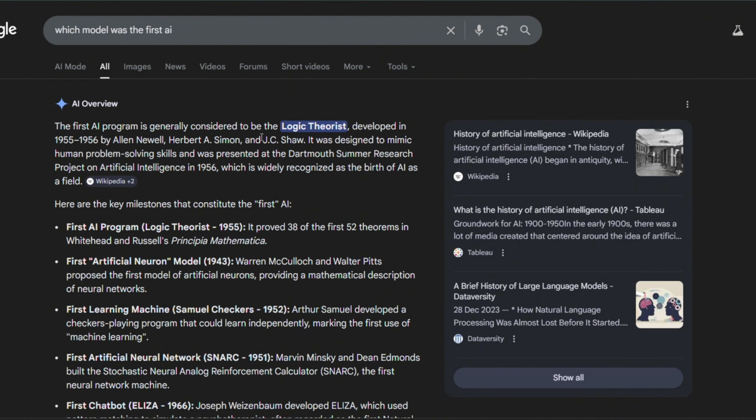The first AI program is generally considered to be the Logic Theorist, developed in 1955 to 1956 by Alan Newell. We're not going to delve into the history of AI, just the histories of the AI models we're going to be using in today's video. There are four main models of AI: reactive machines, limited memory machines, theory of mind, and self-awareness. And also a brief history lesson about ChatGPT, which will be the first model we'll be exploring in today's video.